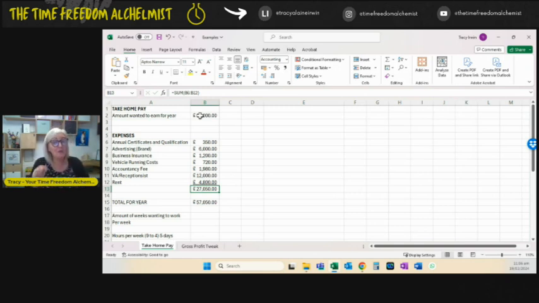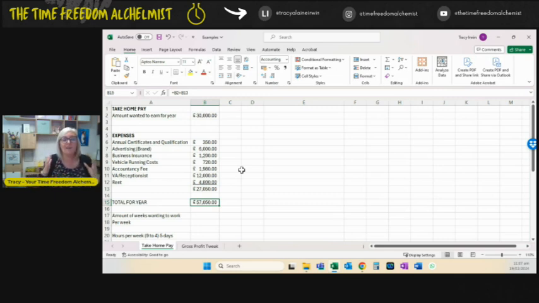the amount you need to bring in, to pay for both you, the 30,000 that you want for yourself, and the 27,000 that you need to run the business, you need to get £57,050 for the entire year.